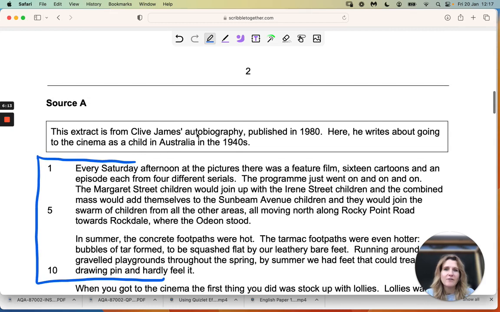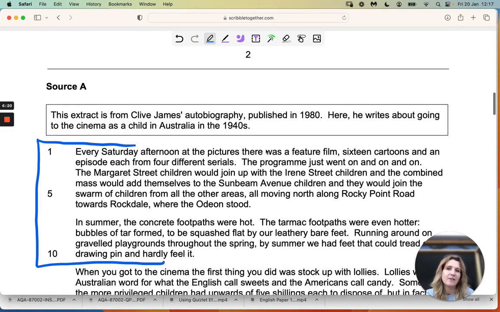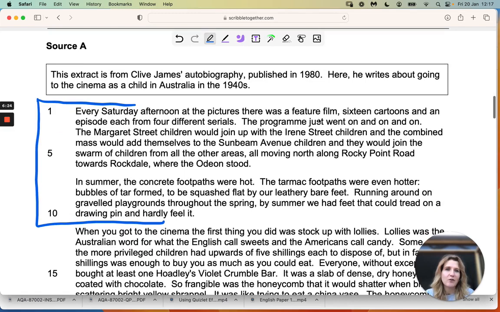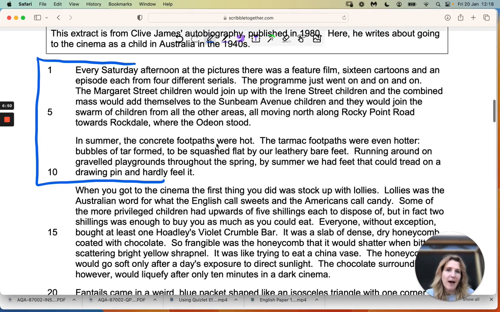This extract is from Clive James' autobiography, published in 1980. Here, he writes about going to the cinema as a child in Australia in the 1940s. Every Saturday afternoon at the Pictures was a feature film, 16 cartoons and an episode each from 4 different serials. The program just went on and on and on. The Margaret Street children would join up with the Earline Street children, and the combined mass would add themselves to the Sunbeam Avenue children, and they would join the swarm of children from all the other areas, all moving north along Rocky Point Road towards Rockdale, where the Odeon stood. In summer, the concrete footpaths were hot. The tarmac footpaths were even hotter. Bubbles of tar formed to be squashed flat by our leathery bare feet. Running around on gravel playgrounds throughout the spring, by summer we had feet that could tread on a drawing pin and hardly feel it.